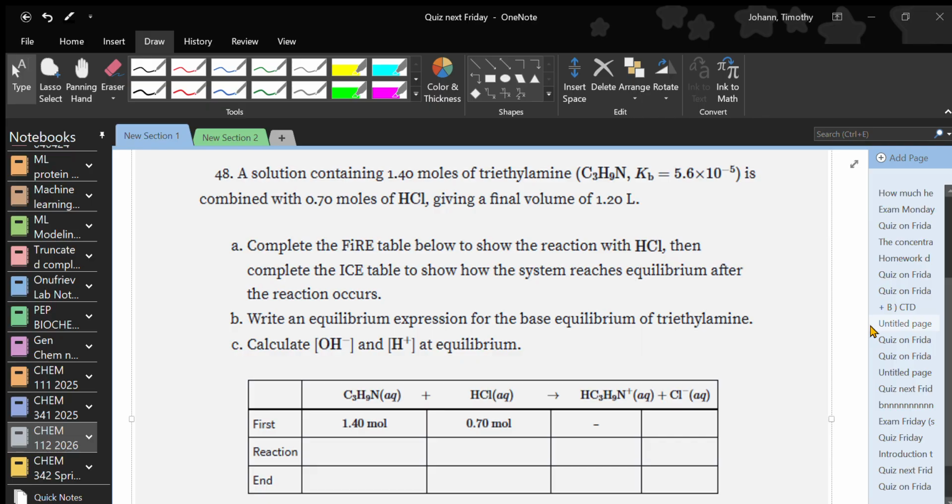Smaller numbers, that's as much as we react. Those fully react, that's all the pluses. For every one of these that goes away, I need one of these. Okay, that makes sense. Okay, thank you. So this one, it would be this. Okay. Yes. Okay.